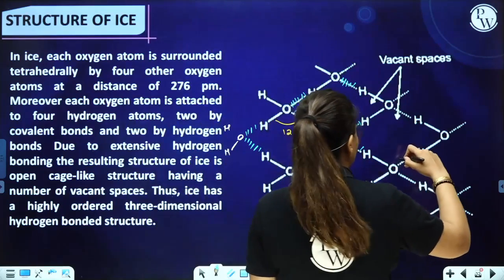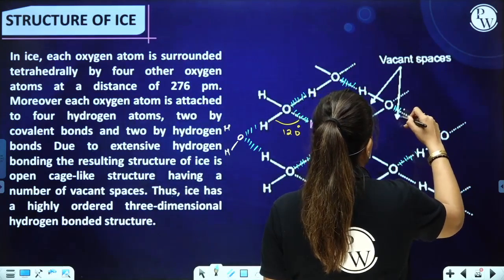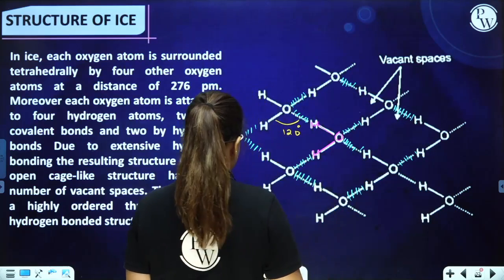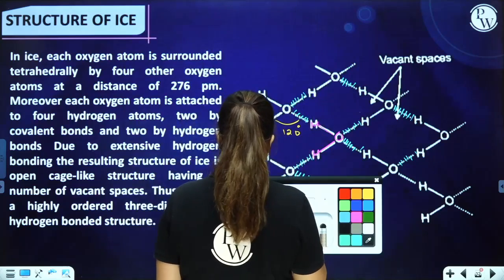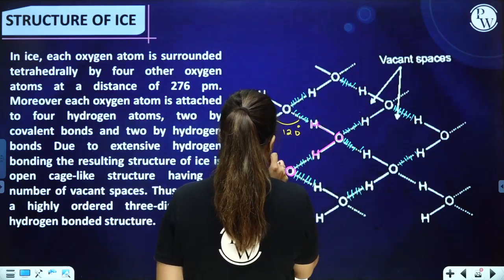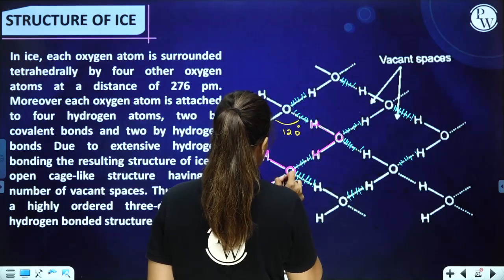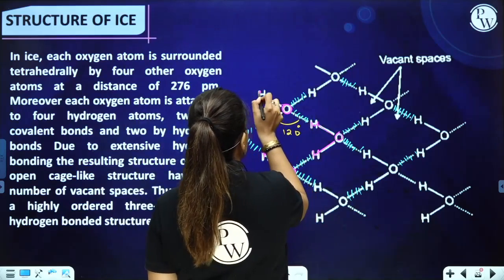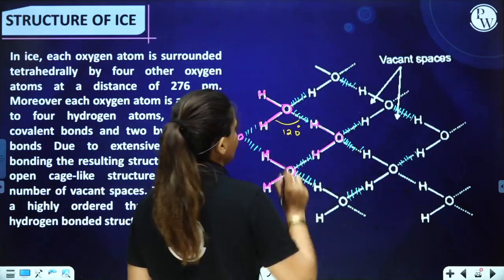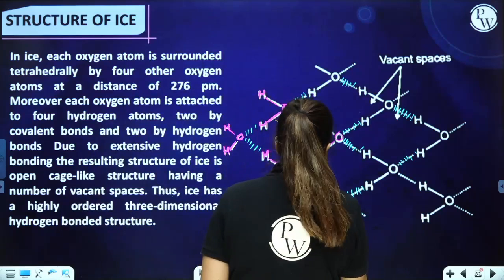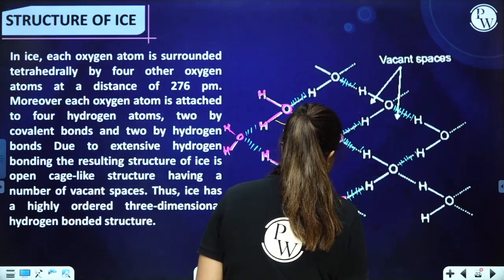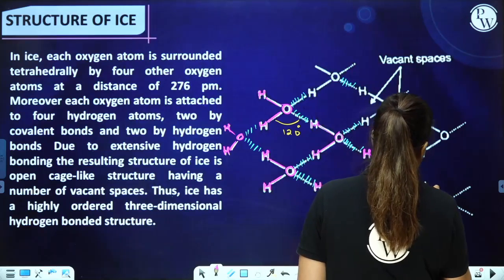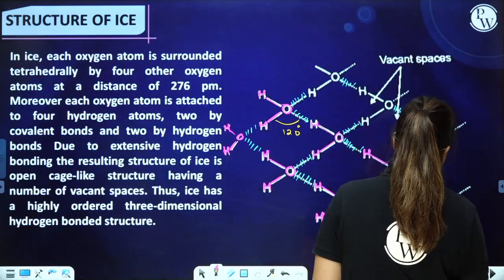I am drawing all of the hydrogen bonds present in the cage, and I am drawing the water molecules also. This is a water molecule. This is a water molecule. Again, we have this water molecule. So we have so many water molecules present in the structure of ice, which are forming hydrogen bonds with the other molecules.